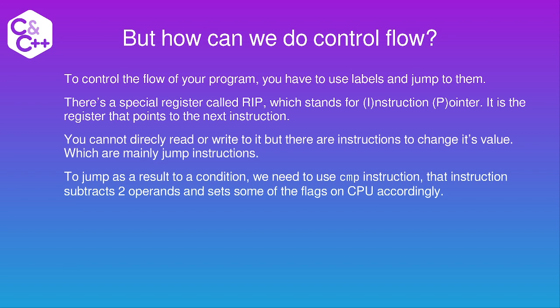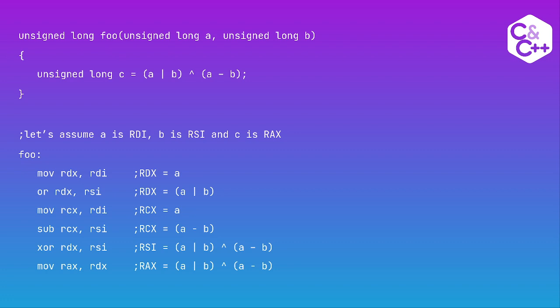And let's talk about control flow. When we write our C programs, we usually don't do arithmetic like ORs, XORs, addition, subtraction. We do ifs, elses, loops. How do we do that? To control the flow of the program, we have to use labels. As I showed here, foo, let's say, is a label. We can change our way of execution to those labels.